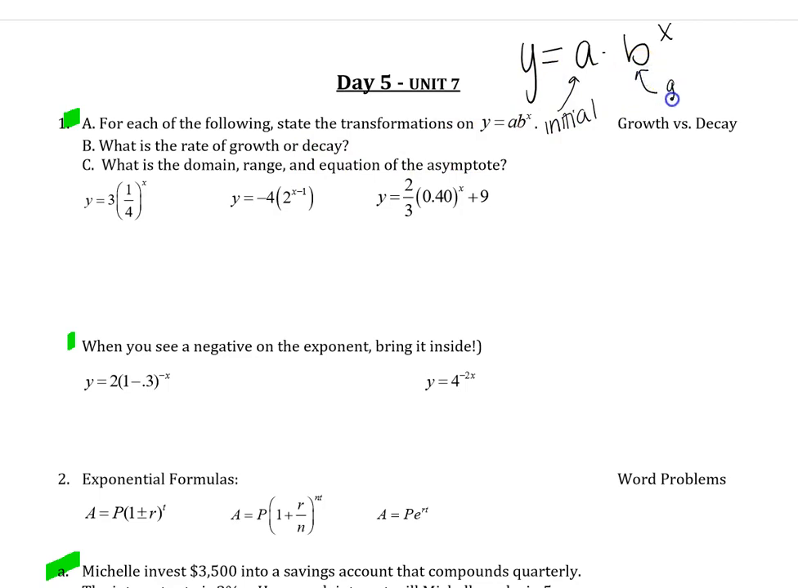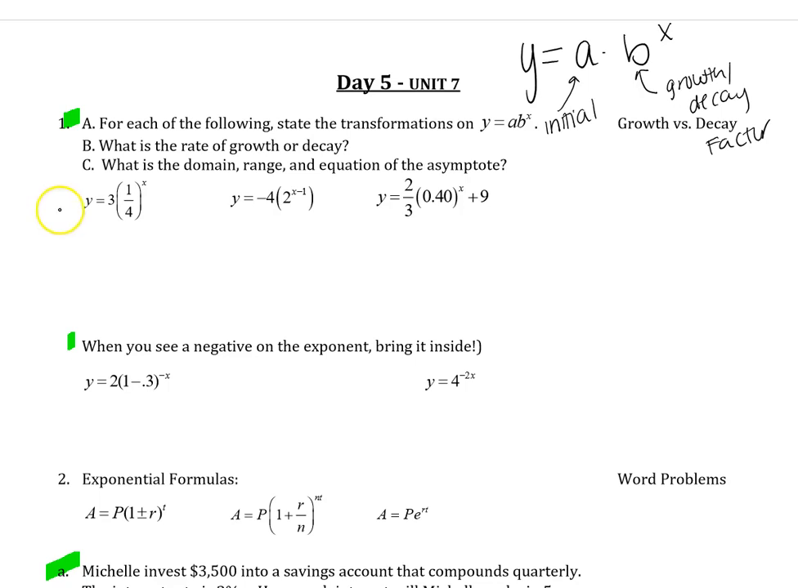And b is what we call your growth or decay factor. So that's what you're multiplying by each time. So exponential functions are functions that grow through multiplying. Okay, so like 2, 4, 8, 16, those are modeling an exponential function. Alright, so for each of the following, state the transformations on y equals a times b to the x.